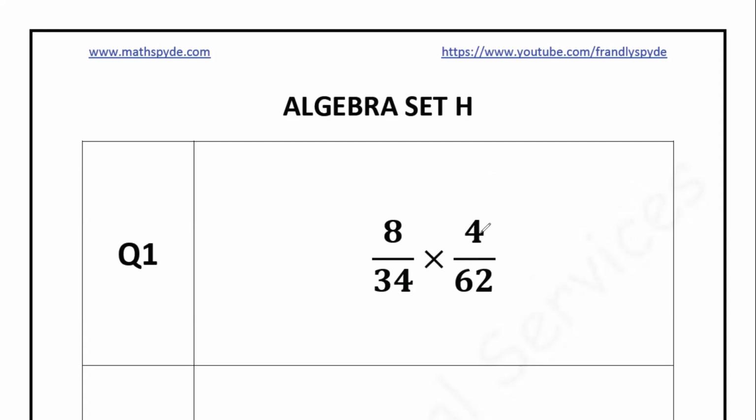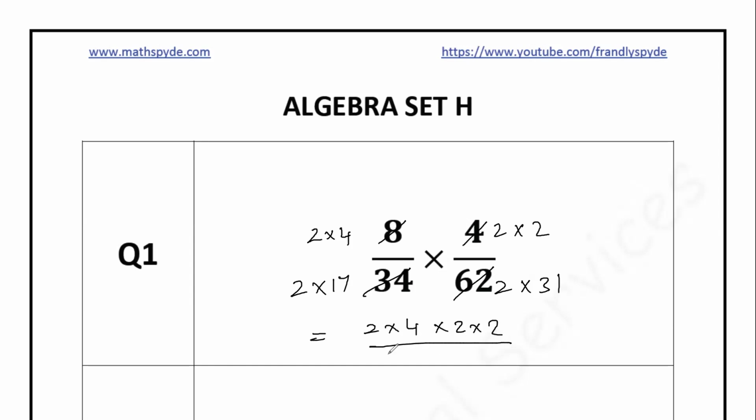So we know this is 2 times 31, yeah? And we know this is 2 times 2. So we can cancel out, let's say we can even break this down as 2 times 17, yeah? So what we got is, this also we can break it down as 2 times 4. So what we have got is 2 times 4 for the 8, 2 times 2 for the 4 on the top, yeah. 2 times 17 for 34 and 2 times 31 for 62.